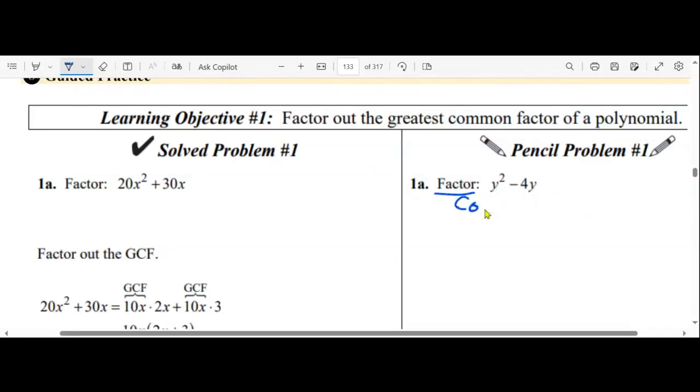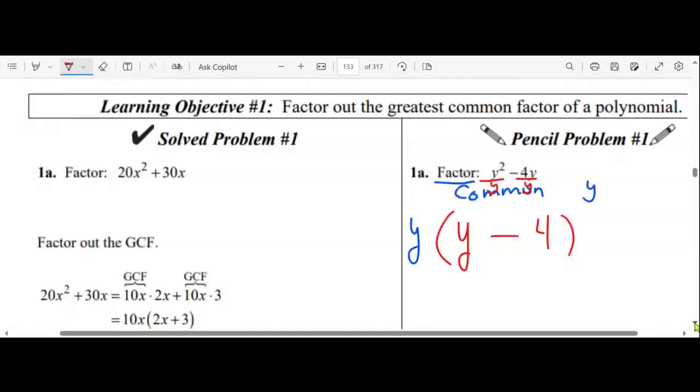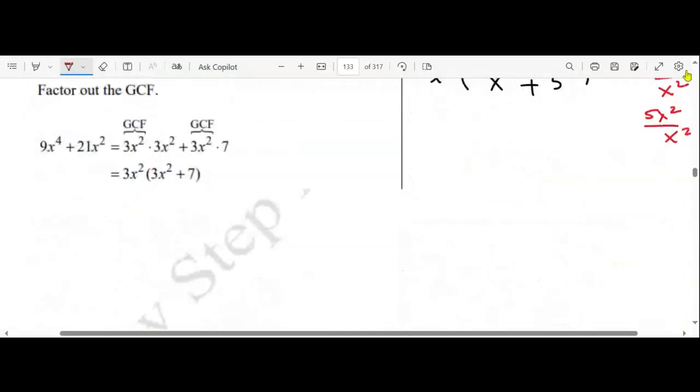Okay, what is common here? What do you see common? Y. So we take y outside. And then what you do is you divide by y for each one of them. And whatever is left, you put it between parentheses. So what's left? Y minus 4. That's it. Easy? Move on. Next one.